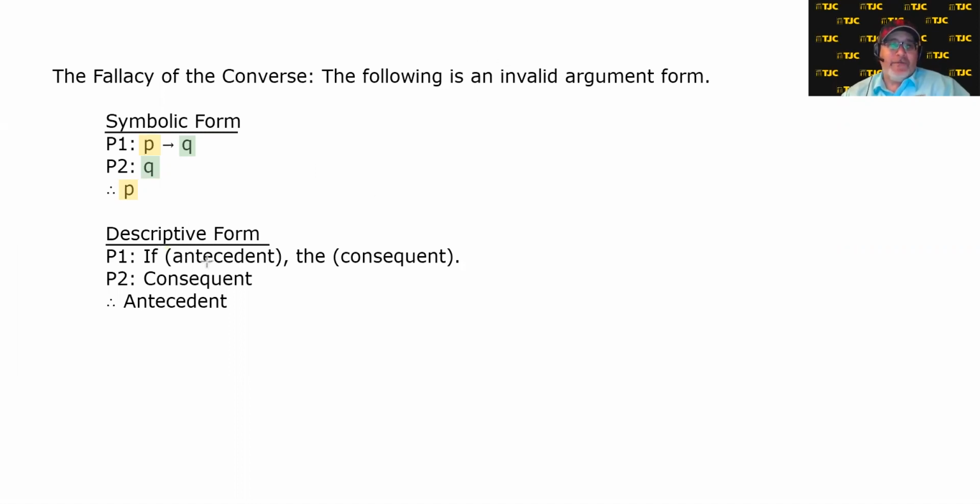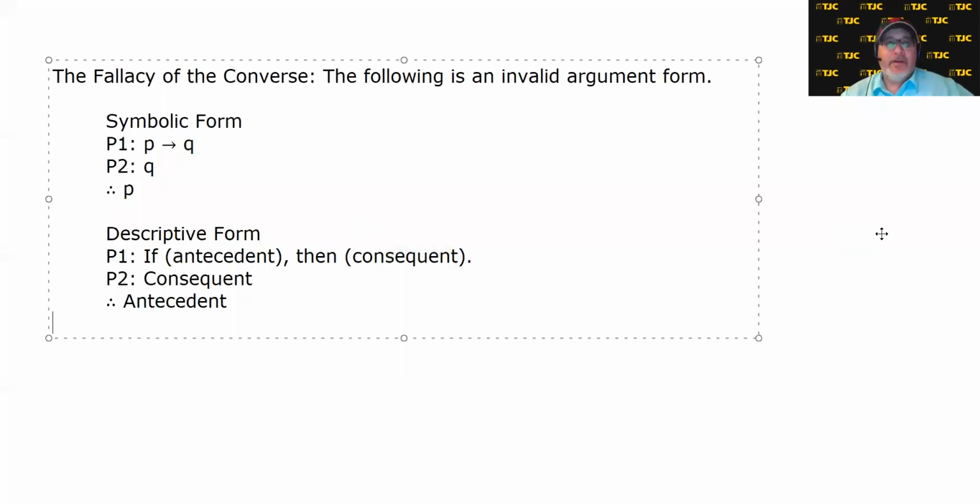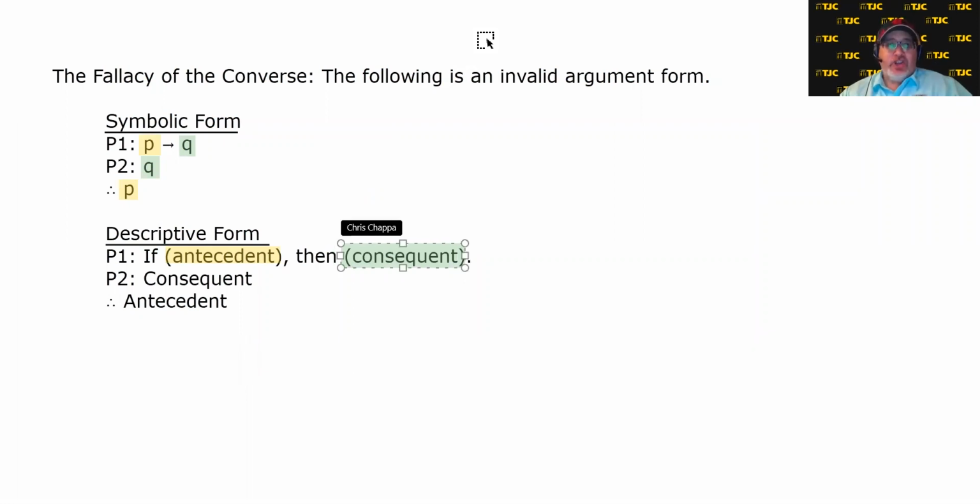Same thing in the descriptive form. If your first premise is if some antecedent, then some consequent, and your second premise is whatever the consequent was, and your conclusion is whatever the antecedent was, this is the fallacy of the converse. It's an invalid argument form. Keep an ear open for it. You'll hear people draw these types of bad conclusions all the time, but it's not the only fallacy that people fall for. I got two more to show you.